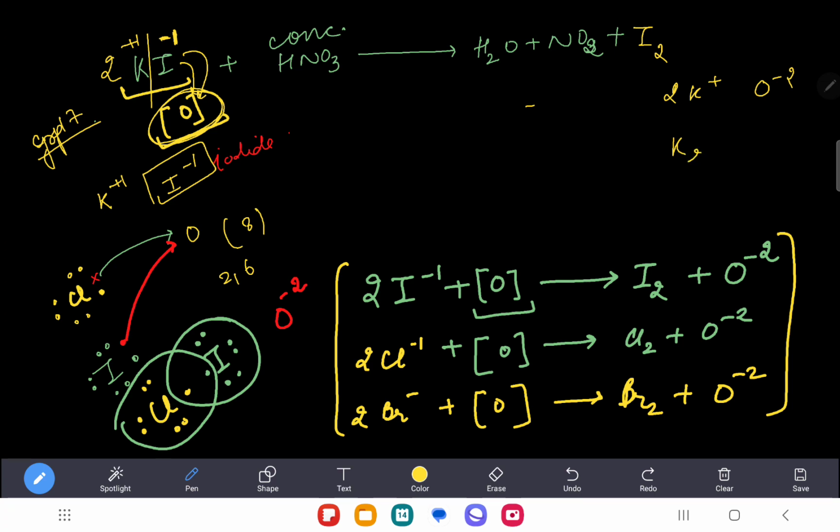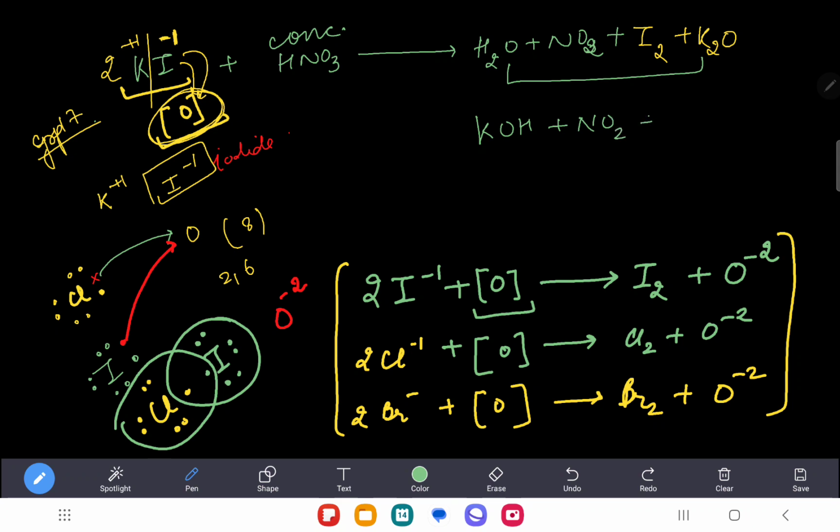So this is going to form K2O. You understand? And that K2O, if it dissolves in water, what is it going to form? It is going to dissolve in water and form KOH plus NO2 plus I2. So we have the reaction KI plus HNO3 gives me this.